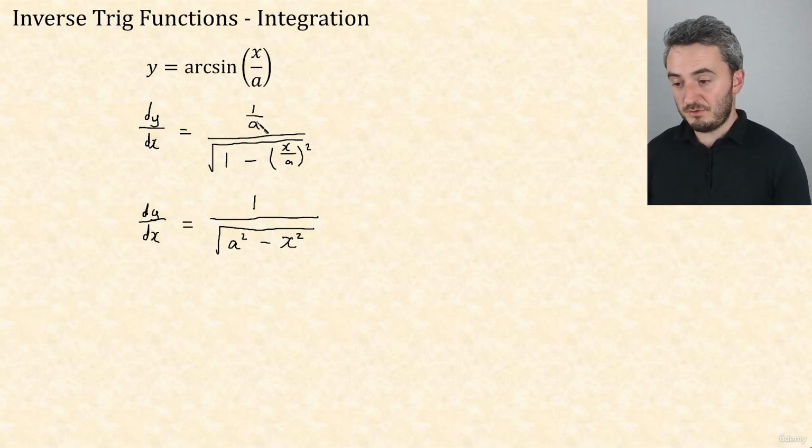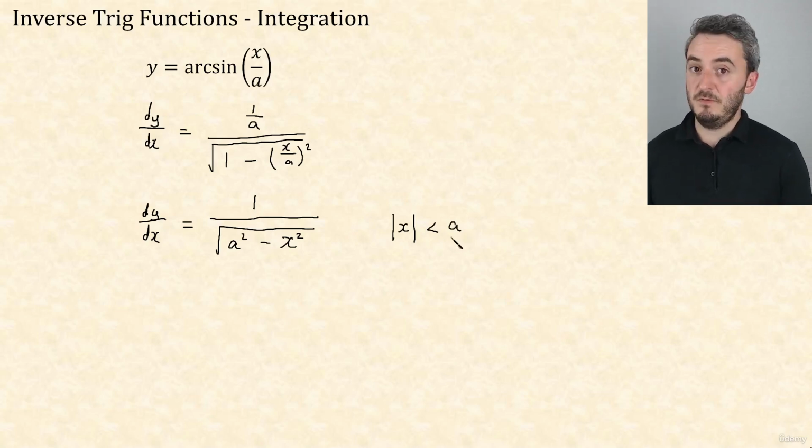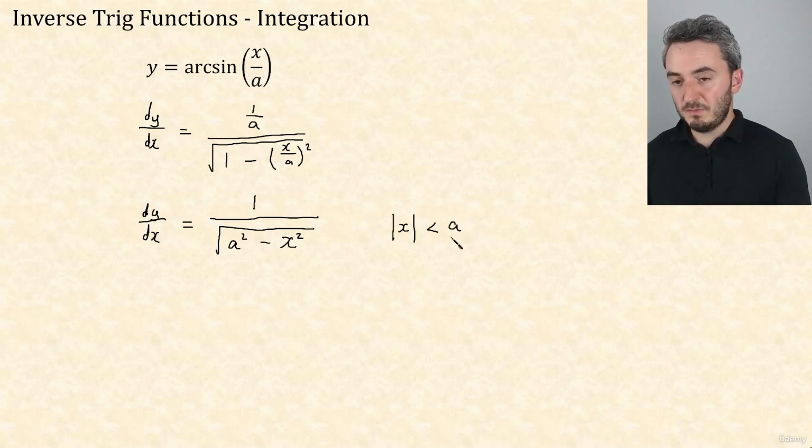Of course, there is a restriction here on the x terms because we've got the square root of a squared minus x squared. x must be between minus a and a, otherwise we end up rooting a negative there. So we could say the modulus of x needs to be strictly less than a. So if a is like 5, x can be between but not equal to minus 5 and 5. That guarantees we're not rooting a negative or a 0, or dividing by a 0.